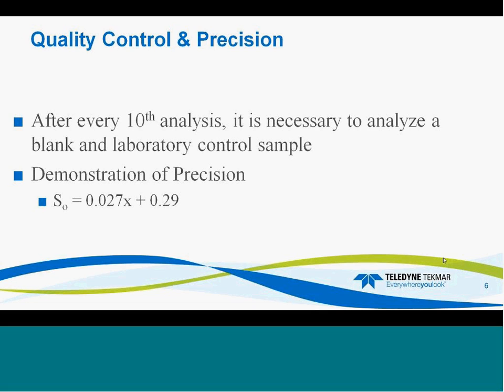Demonstration of precision is done with an equation, and it's the amount of difference between two samples that's allowed. So you run 1 ppm. If you plug it into this equation, it'll tell you the difference that you're allowed to have between the two 1 ppm samples.